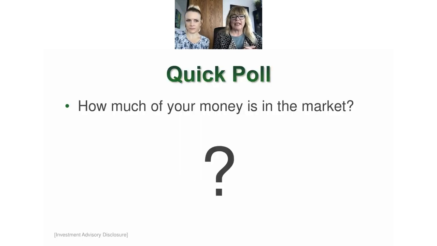Okay, a quick poll. How much of your investable assets are in the market? I'm going to share a poll on the right-hand side of the screen. You'll see these questions pop up, and you can answer. The options are: all of it, more than half, less than half, less than a quarter, and my mattress is my market, which is kind of a joke for saying you don't have any money in the market.